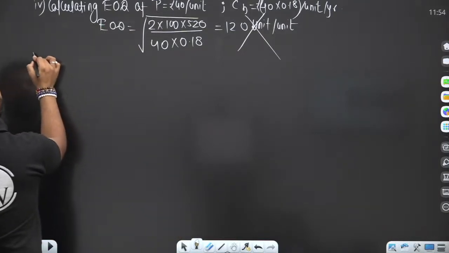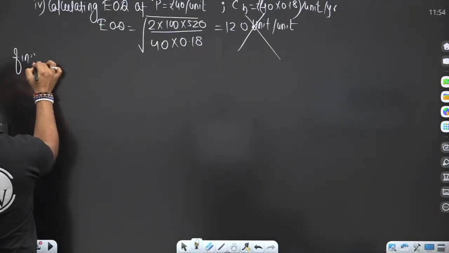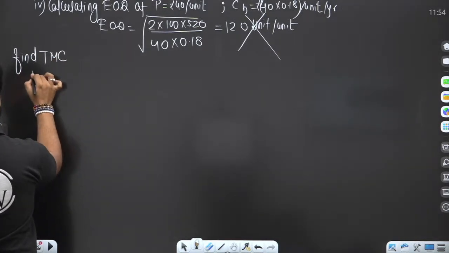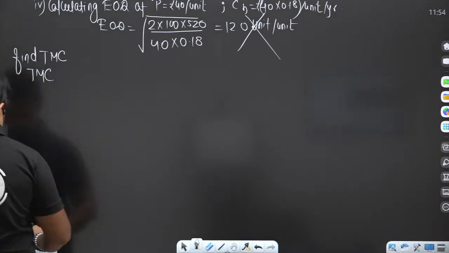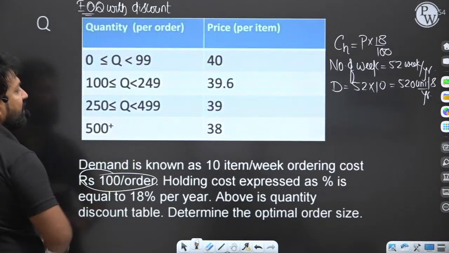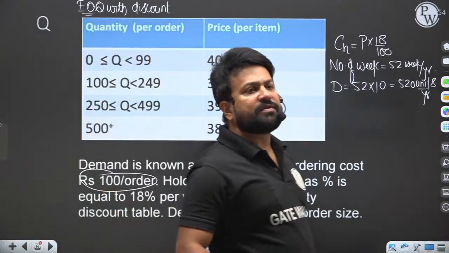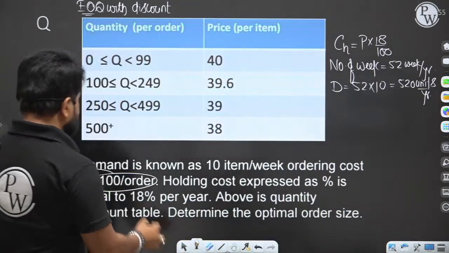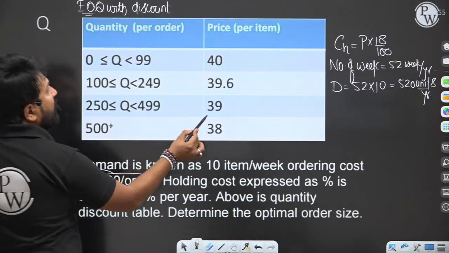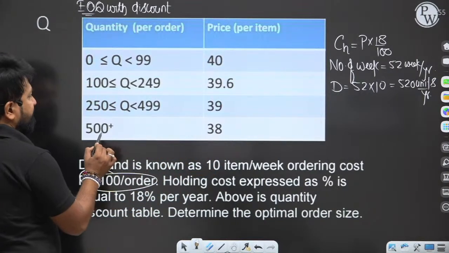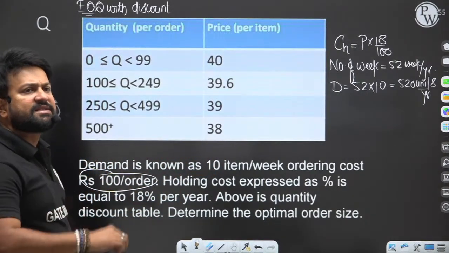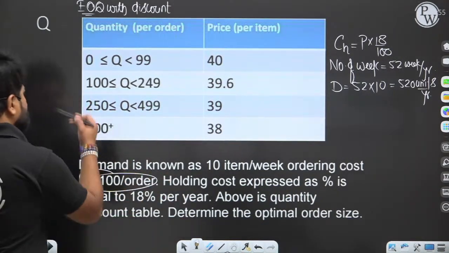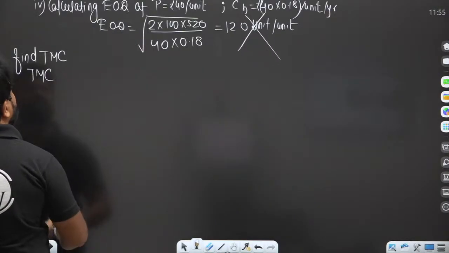Now, my dear, find the total material cost according to the wholesaler. The wholesaler is ready to give you a unit price of 38 rupees when you purchase 500 plus. Let's say the minimum quantity which you are going to purchase is 500. So according to 500, find out the total material cost.